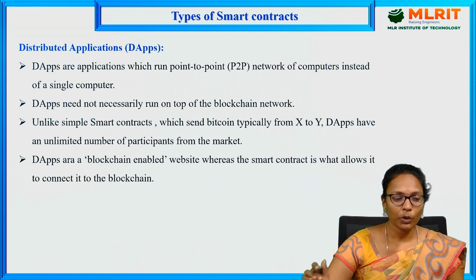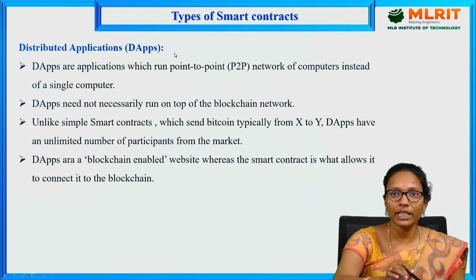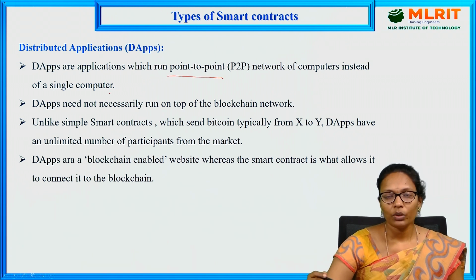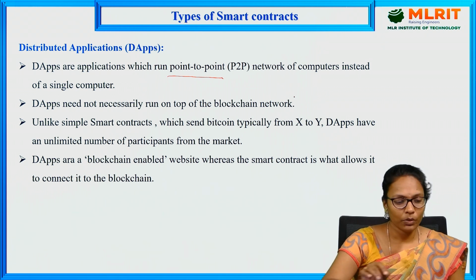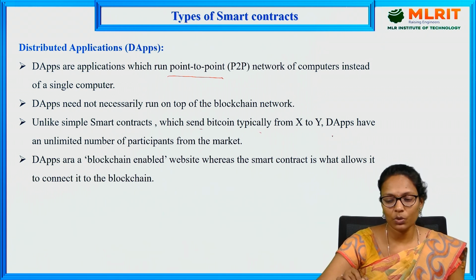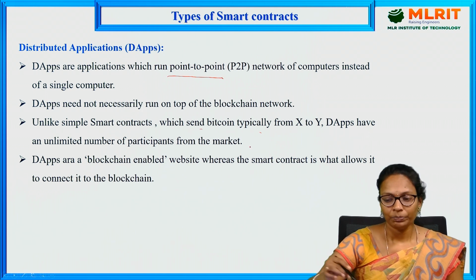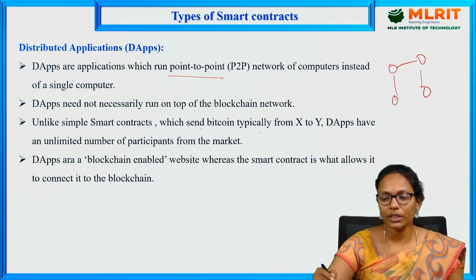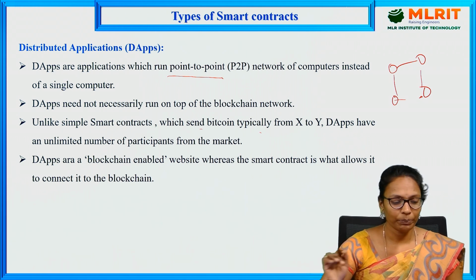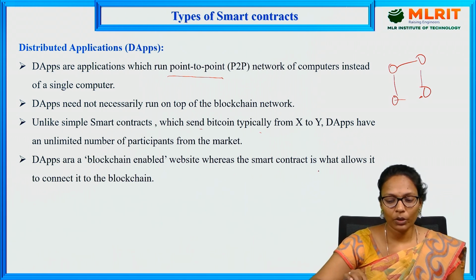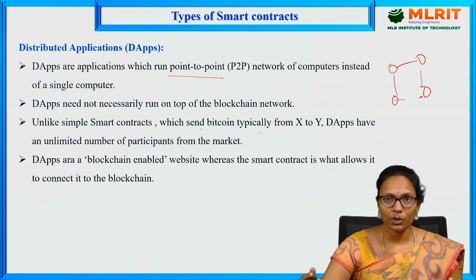The second type of smart contract is the distributed application, shortly called a DApp. DApps are applications which run on a point-to-point network of computers instead of a single computer. DApps are basically an application of blockchain, where one system can communicate with the other system. DApps need not necessarily run on top of blockchain. Unlike simple smart contracts which send Bitcoin typically from X to Y, DApps have an unlimited number of participants from the market. We have multiple systems, all connected together in the DApp, not a single point to point. DApps are a blockchain-enabled website, whereas the smart contract is what allows it to connect to the blockchain. DApps provide a website where we can execute the smart contracts.